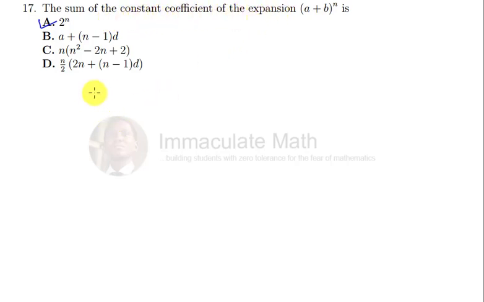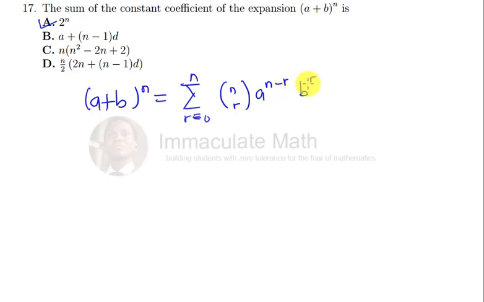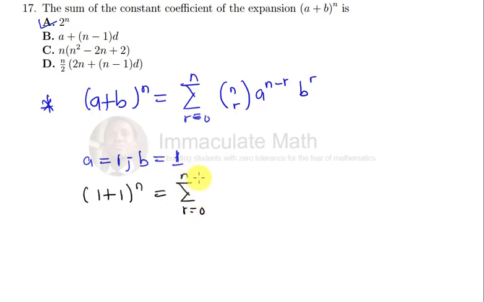Okay, now if you have this binomial expansion, you can remember that if you have a plus b raised to power n, this can be written as the summation of r starting from 0 up to n of n combination r, a raised to power n minus r, b raised to power r. Okay, so let me make my a equal to 1 and my b also equal to 1. So if I do that, what am I going to have on this left hand side here? I'm going to have 1 plus 1 raised to power n, equal to the summation of r starting from 0 up to n of n combination r, right?